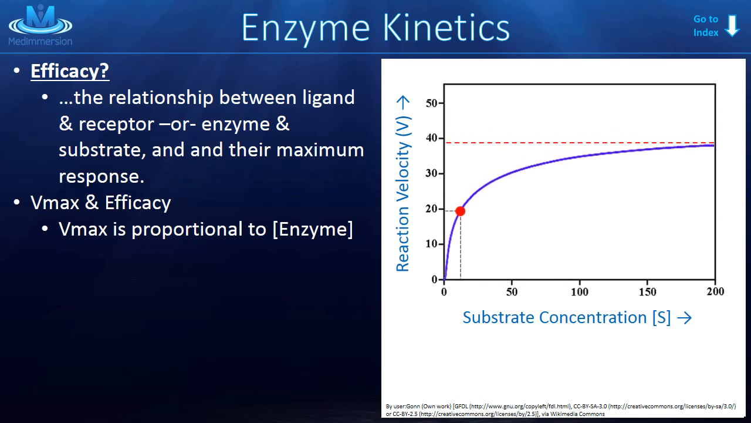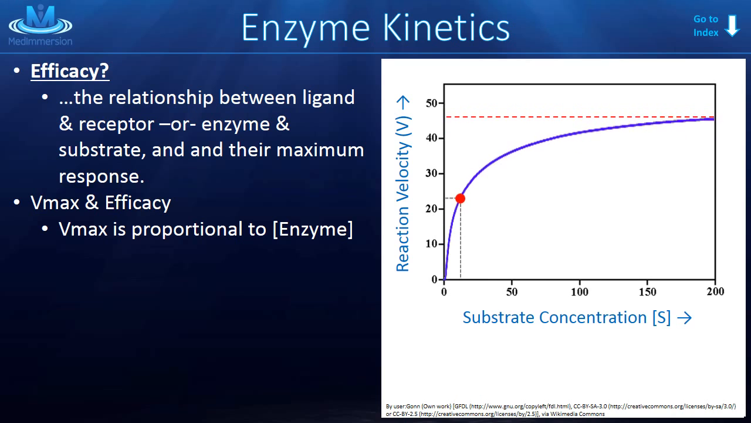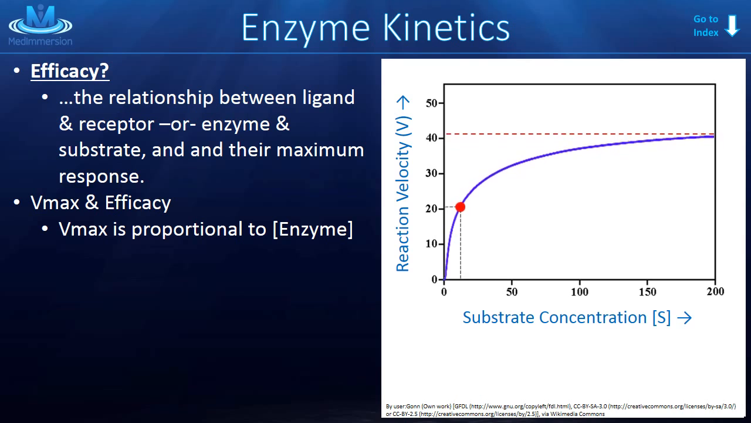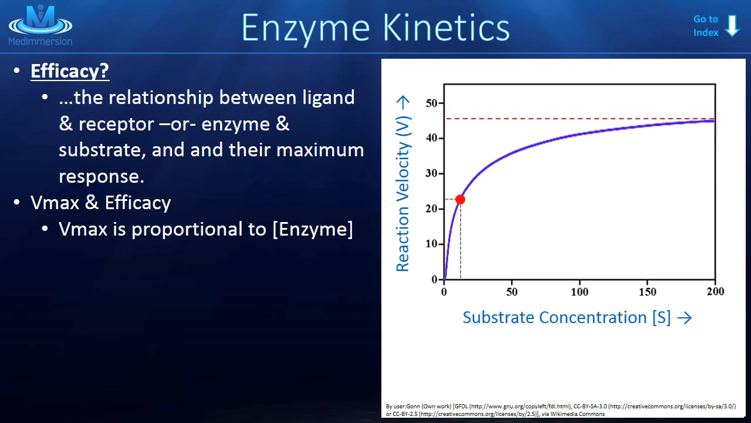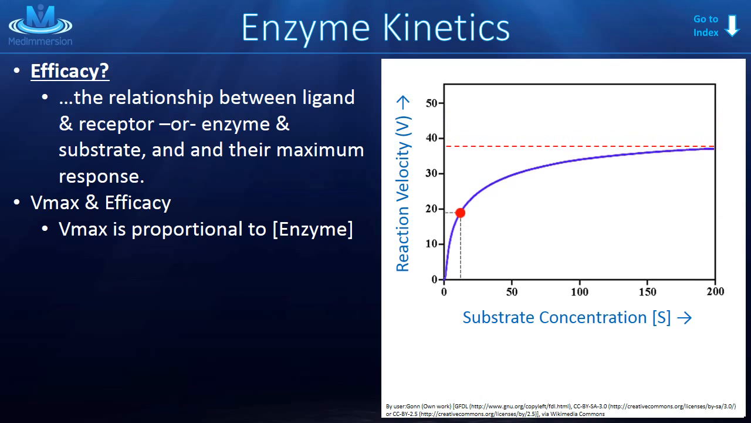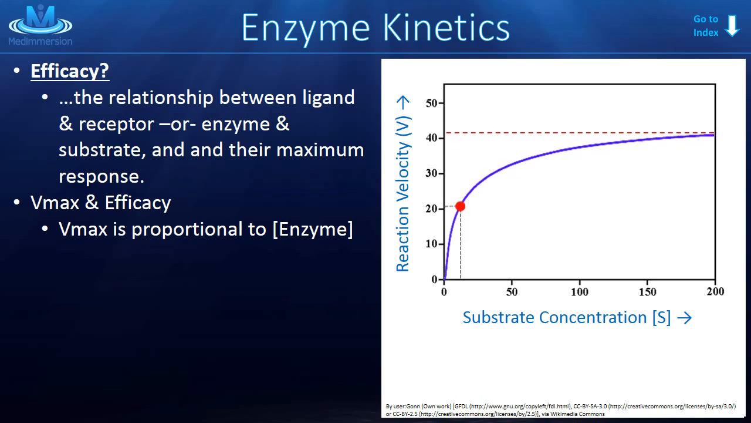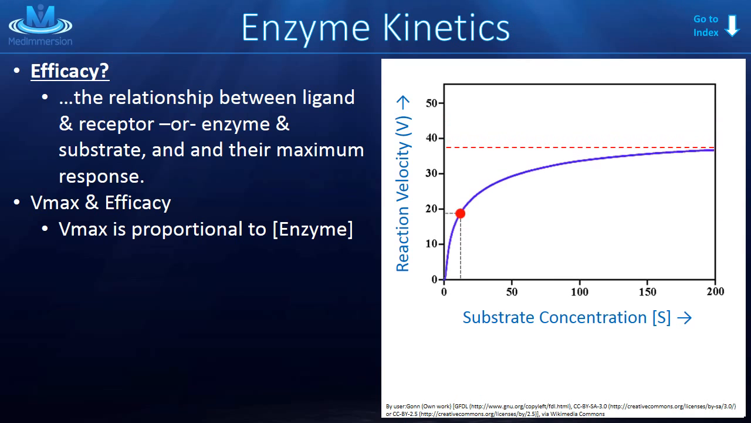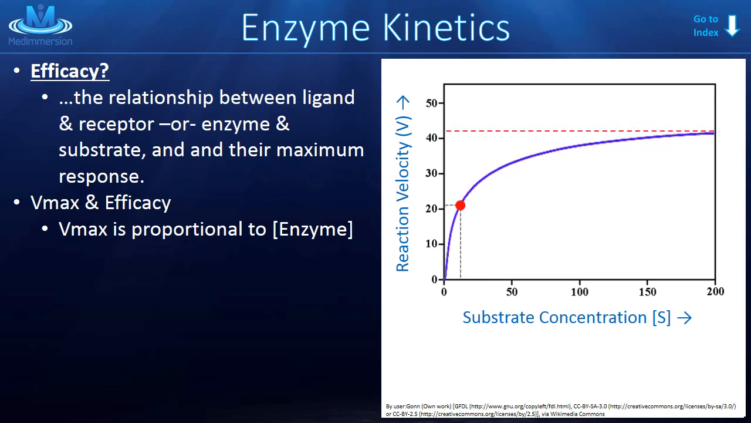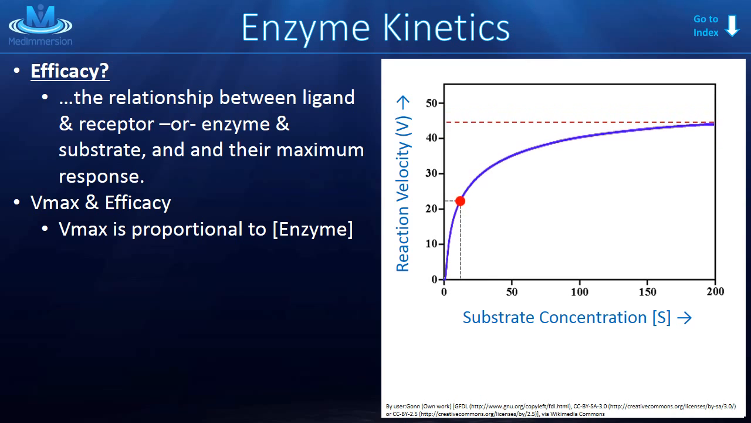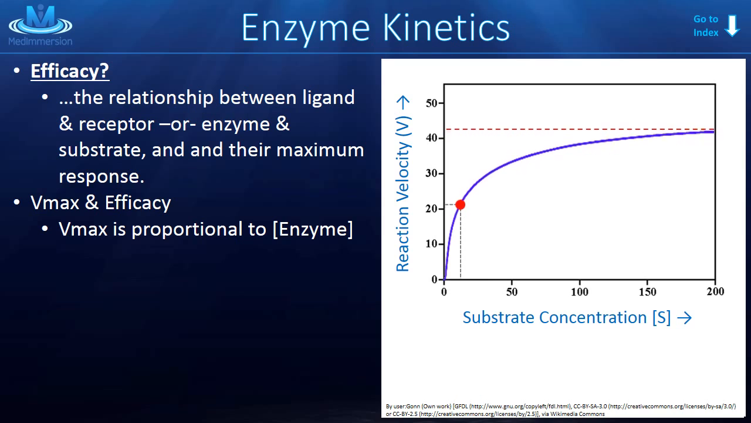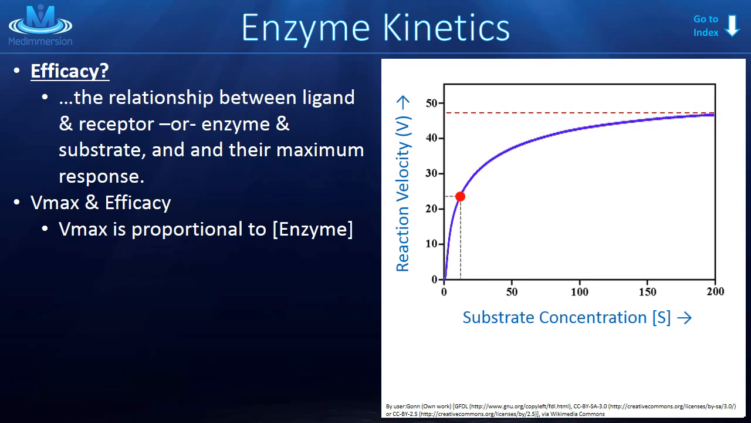Another thing to note is that Vmax is proportional to enzyme concentration. That's what I mean there by enzyme in brackets, enzyme concentration. As the enzyme concentration increased in our little experiments, in our test tubes, the Vmax would also increase. There would be more enzyme to do the work. It would almost be like sharing the load amongst more workers. However, the Michaelis Constant would not change.